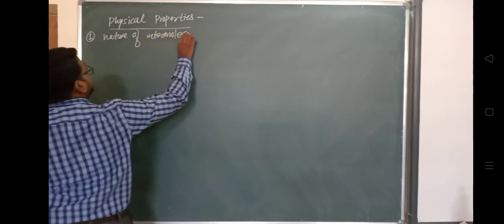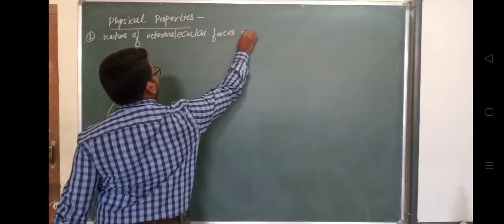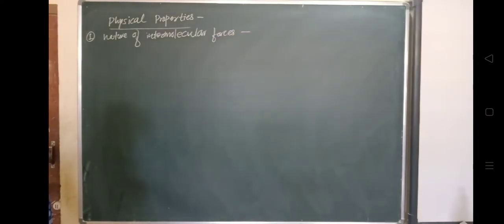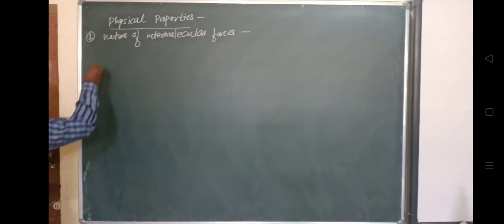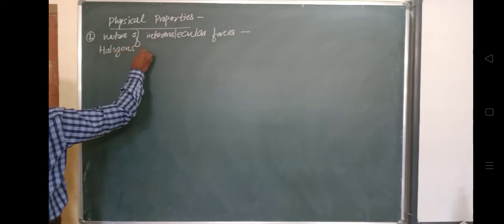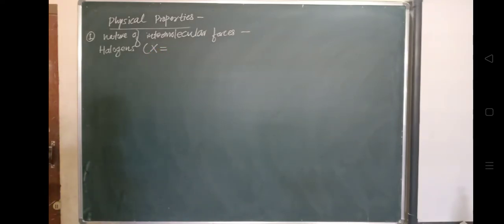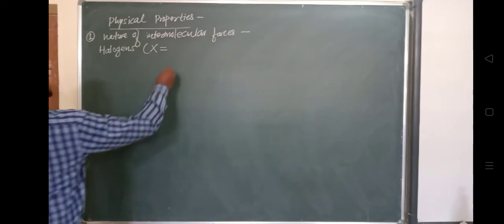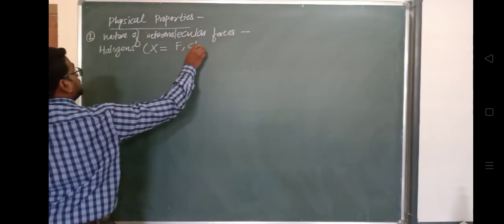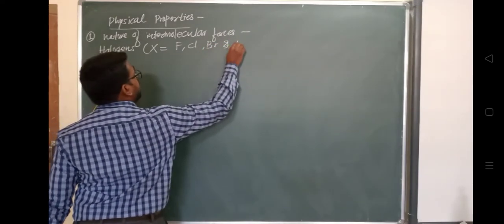Nature of intermolecular forces. Now, based on the nature of intermolecular forces, we know that halogens, which are represented by X here, may be a fluorine atom, a chlorine atom, a bromine atom, or an iodine atom.